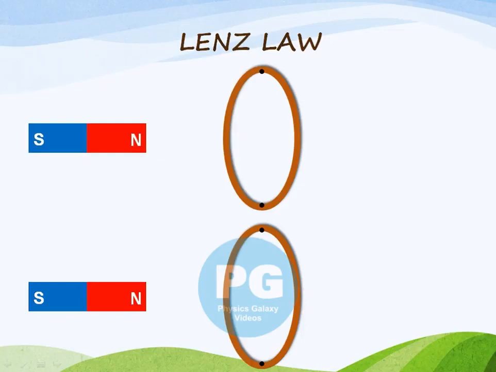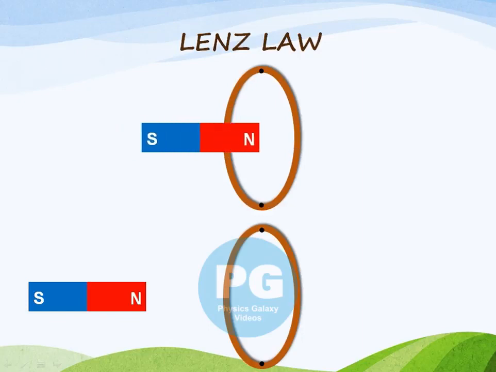Now, if we have a look at the increasing magnetic flux, we can see the direction of the magnetic field of the bar magnet is in this direction. As the bar magnet moves towards the loop, the magnetic flux passing through the loop increases, so the induced magnetic field in the loop will be to oppose the field of the magnet, that is, in the opposite direction. And to produce this field, the induced current must be in anti-clockwise direction, as seen from the side of the magnet.